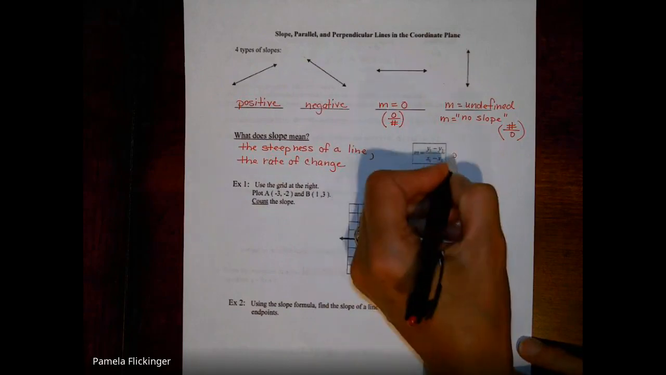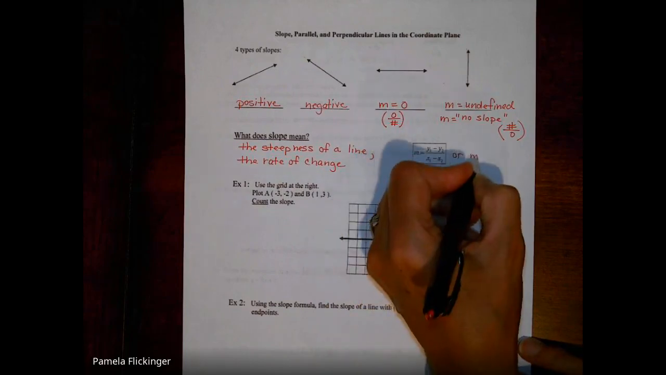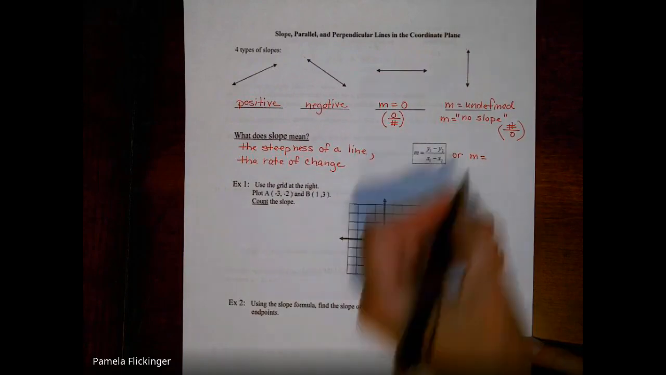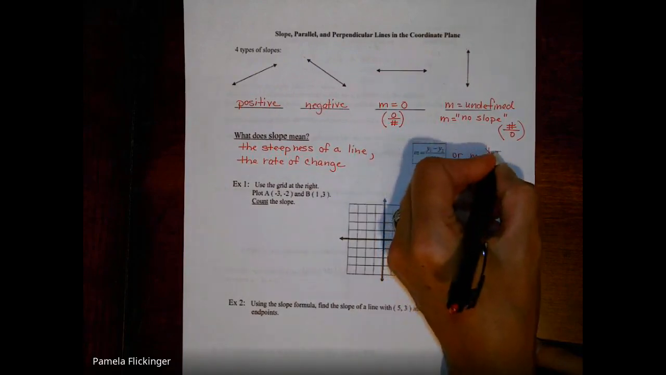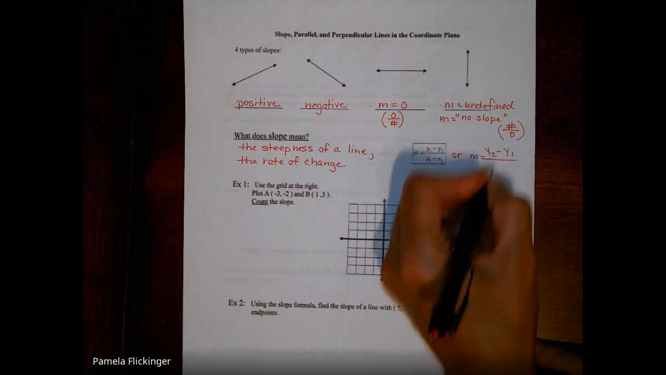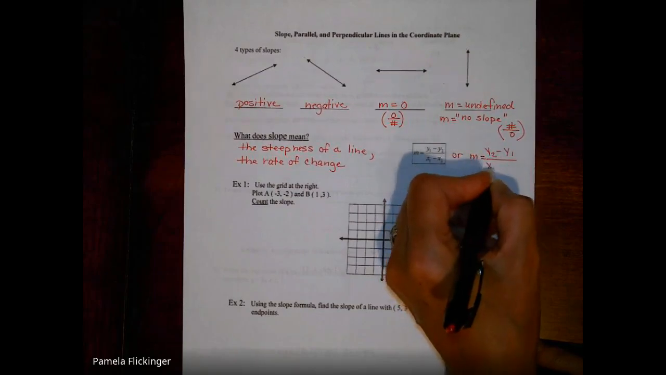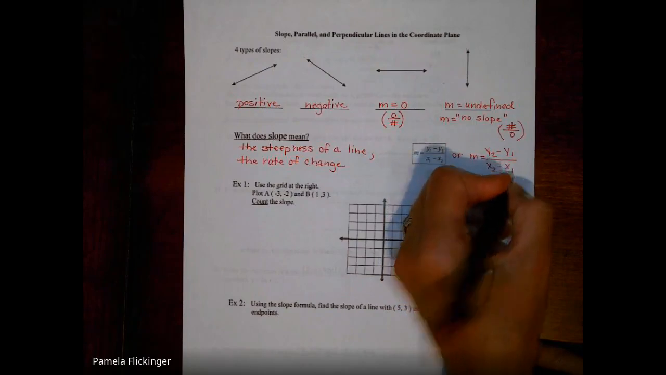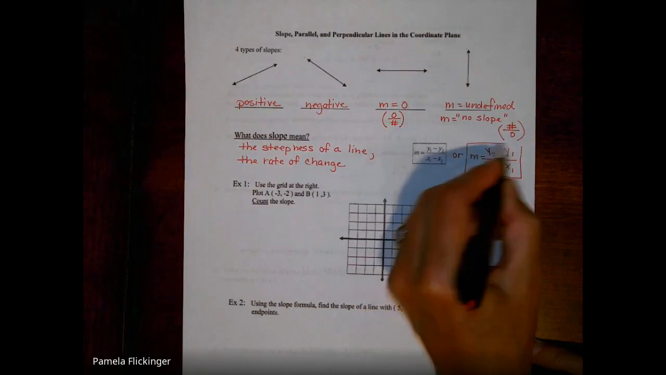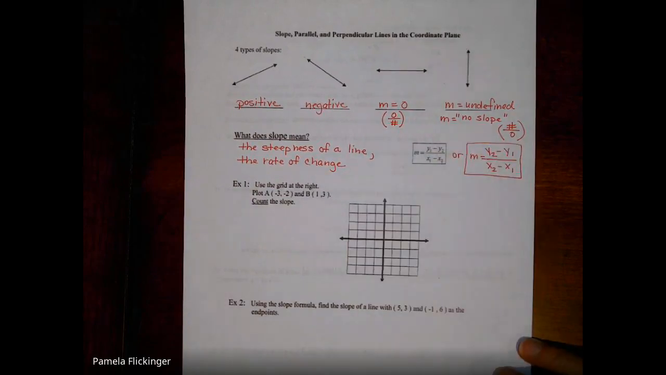Now, I'm going to put an or, because you might see the formula written with the 2's in the front, meaning you might see it written y2 minus y1 over, and if you start with the y2, then you have to just start with the x2. So these are the exact same formula, right? It doesn't matter if you start with the 1's or the 2's, but just be consistent.